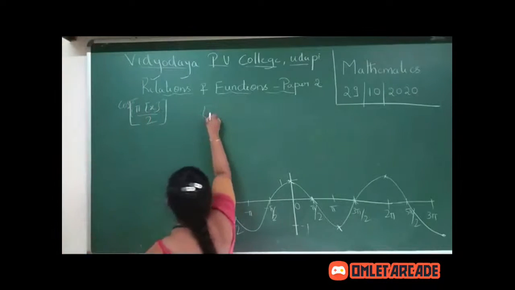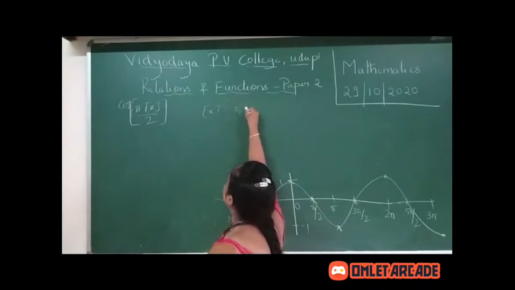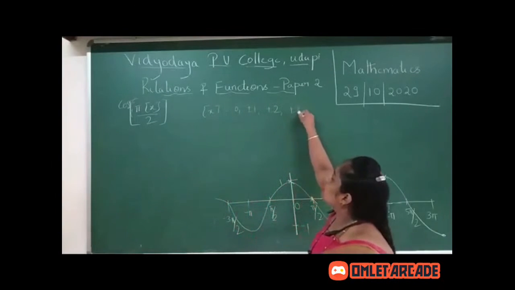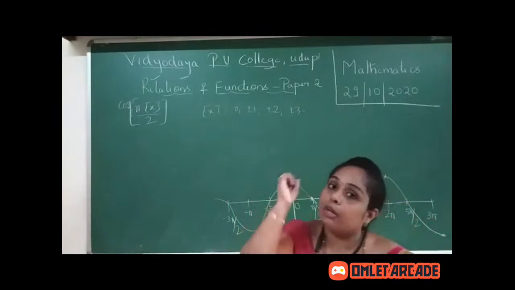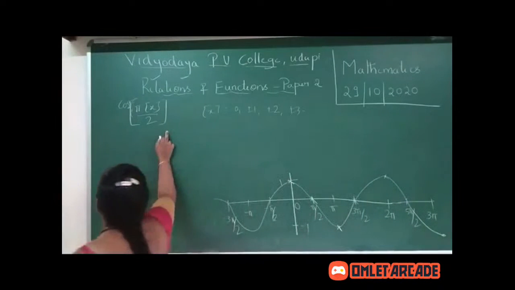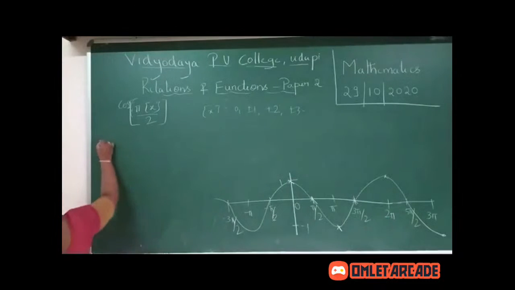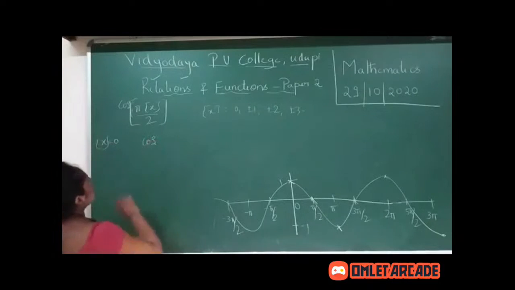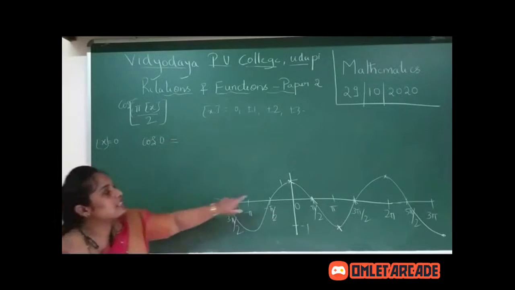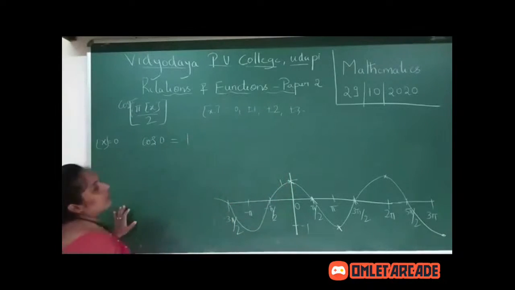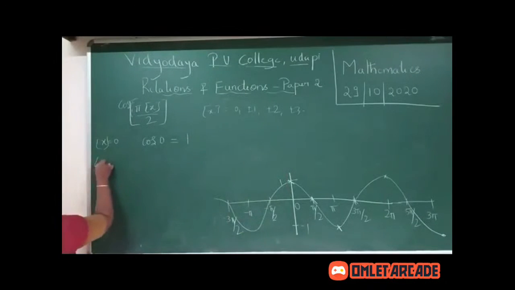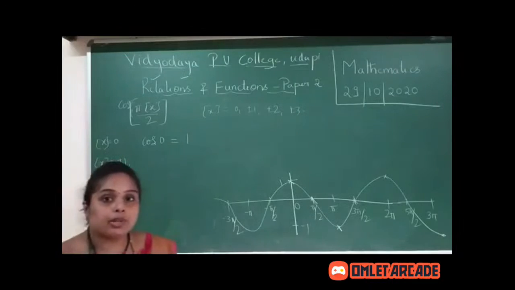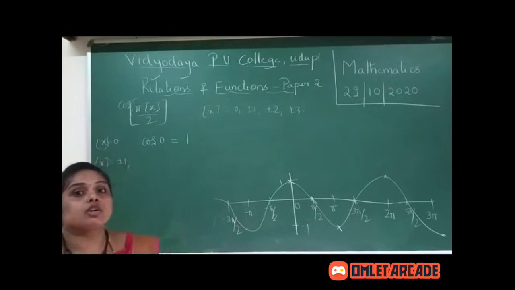So you know, the greatest integer x carries the values 0, plus or minus 1, plus or minus 2, plus or minus 3, and so on, because the greatest integer takes only integers. If I put the greatest integer x equal to 0, what will I get? Cos of 0 into pi by 2, that is 0, and cos 0 is 1. So I can get 1. If I put the greatest integer x as plus or minus 1, I put them together because cos of minus theta is cos theta.